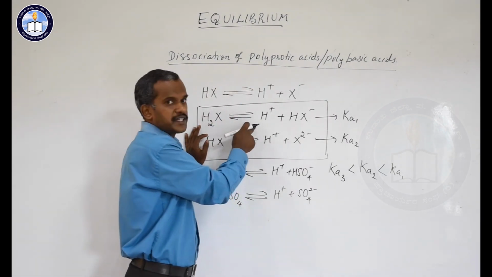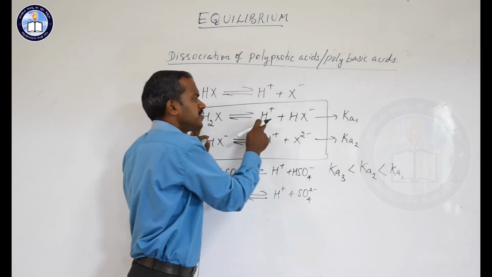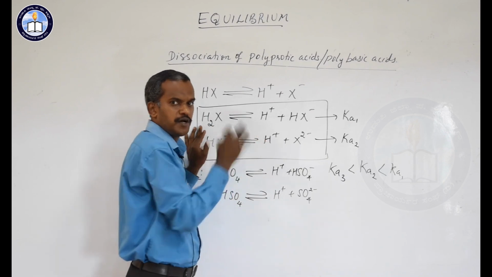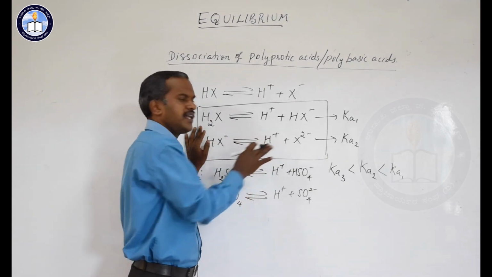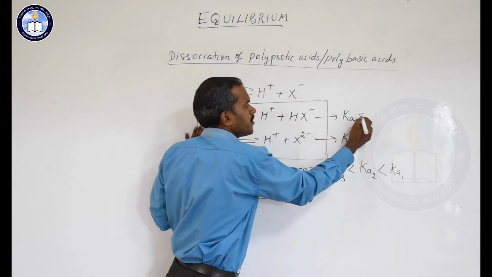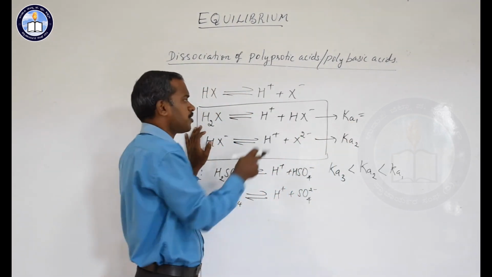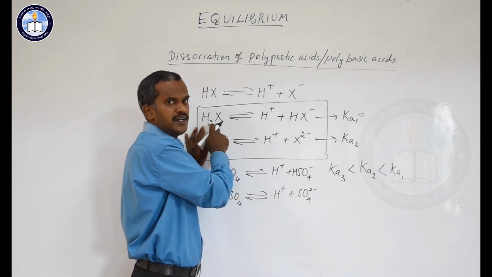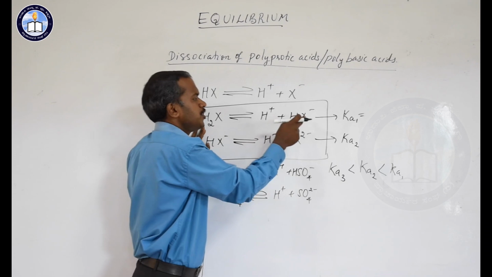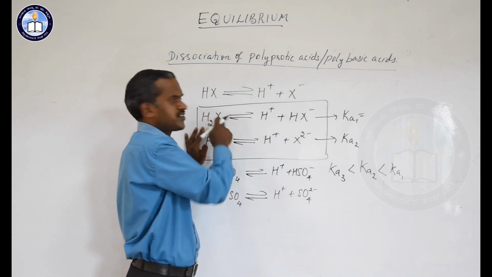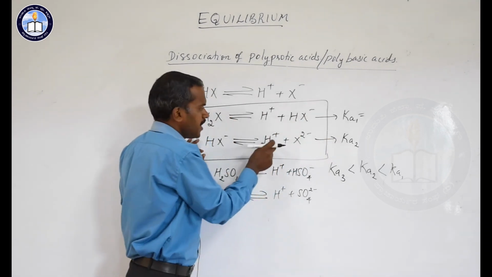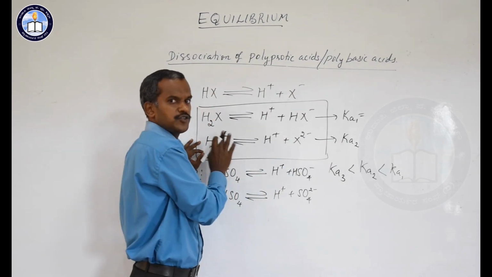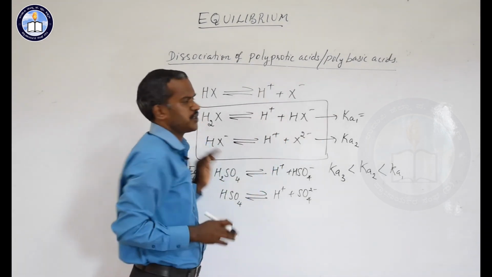You know how to write the expression for this. How can Ka1 be written? Concentration of H plus into concentration of HX minus divided by H2X. So what we learned in weak acid and weak base, we apply the same here. Ka1, what is the expression for Ka1? I am not explaining now because you already understood. Concentration of the products divided by concentration of the reactants. H plus into HX minus divided by H2X. Ka2 expression, how will it be? H plus into X2 minus divided by HX minus. That is the easy way to represent the dissociation constants.